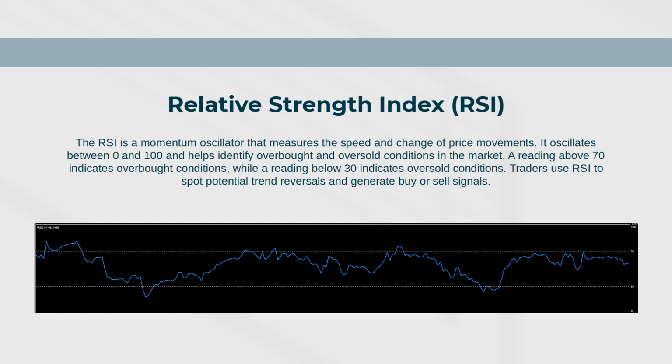Relative Strength Index, or RSI. The RSI is a momentum oscillator that measures the speed and change of price movements. It oscillates between 0 and 100 and helps identify overbought and oversold conditions in the market. A reading above 70 indicates overbought conditions, while a reading below 30 indicates oversold conditions. Traders use RSI to spot potential trend reversals and generate buy or sell signals.